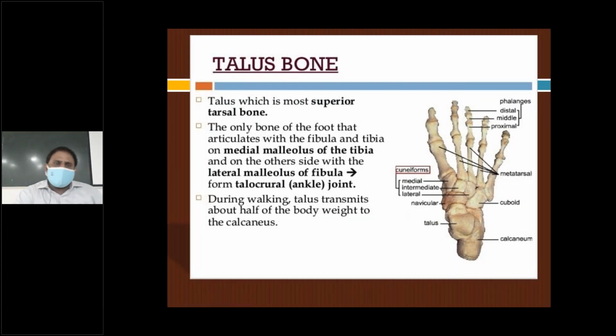Let's go to the talus. The talus is the most superior dorsal bone, the only bone of the foot that articulates with the fibula and tibia: on the medial side with the medial malleolus of the tibia, and on the other side with the lateral malleolus of the fibula. The ankle joint is formed by these two bones articulating with the talus.